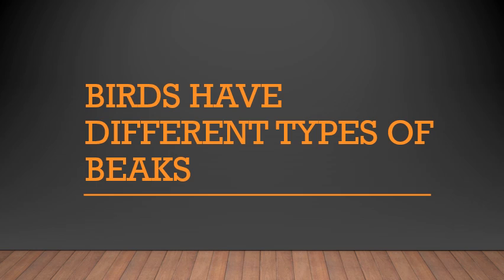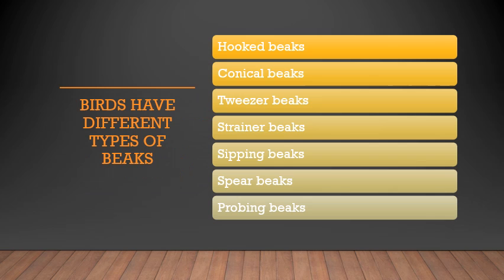So there are different kinds of beaks. All the birds do not have similar beaks, so birds have different types of beaks. The different types of beaks are hooked beaks, conical beaks, tweezer beaks, strainer beaks, sipping beaks, spear beaks, probing beaks. We are going to learn about all these kinds of beaks. Okay. First, we are going to begin with hooked beaks.